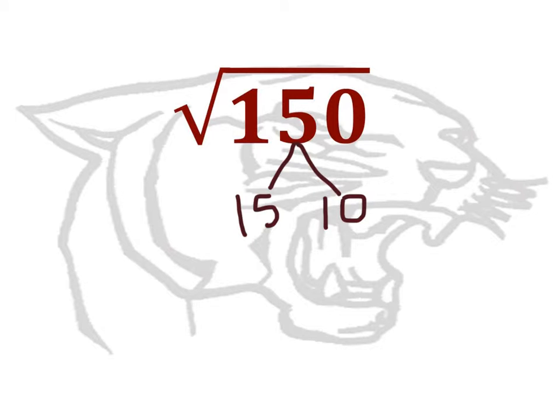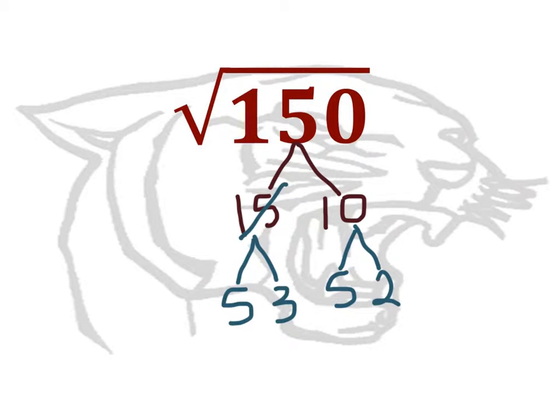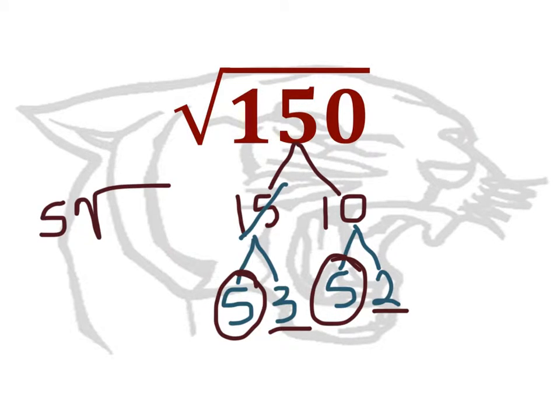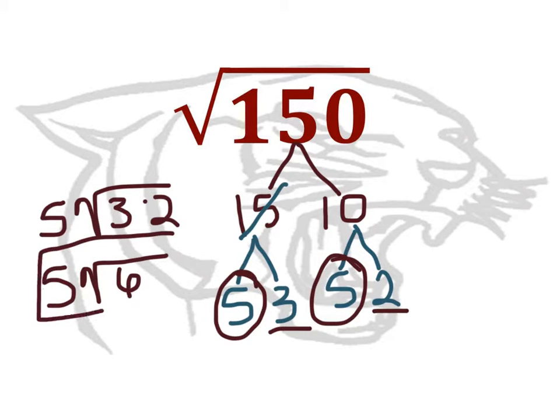I know 15 breaks into 5 and 3. I know 10 breaks down into 5 and 2. All those are prime numbers. I have two 5s, then I have a 3 and a 2. The 5 goes outside of the radical. Then I have the square root of my other two numbers that are left, 3 times 2. So that will leave me with 5 square root of 6, because I multiply these two together to get 6.